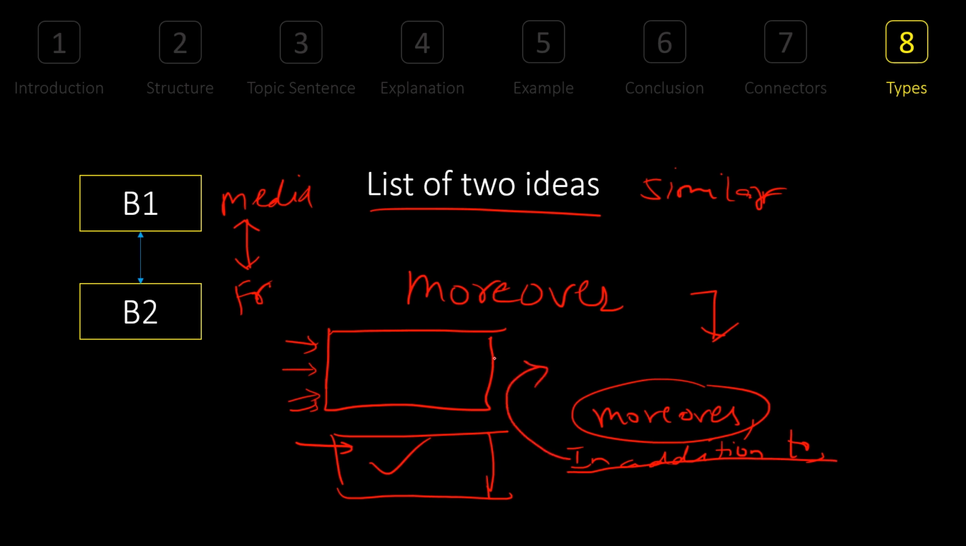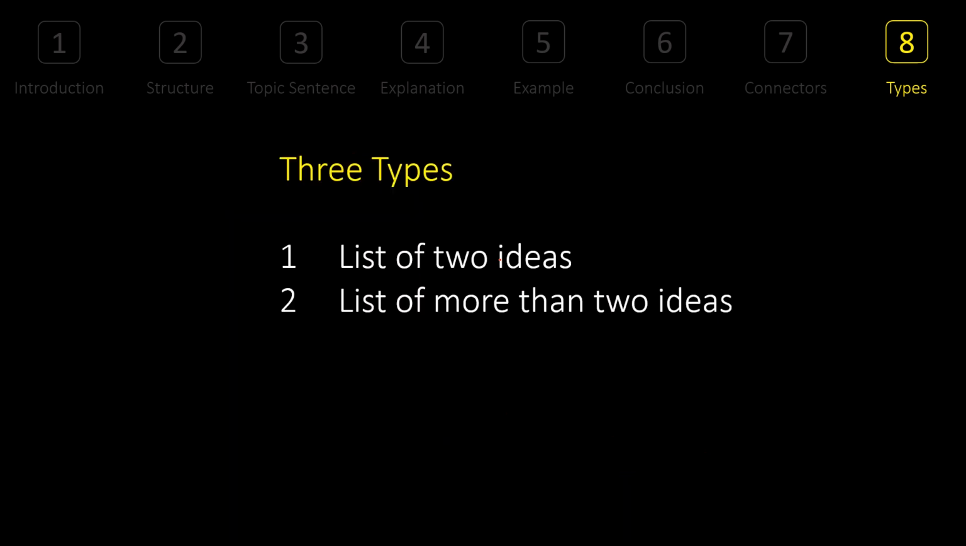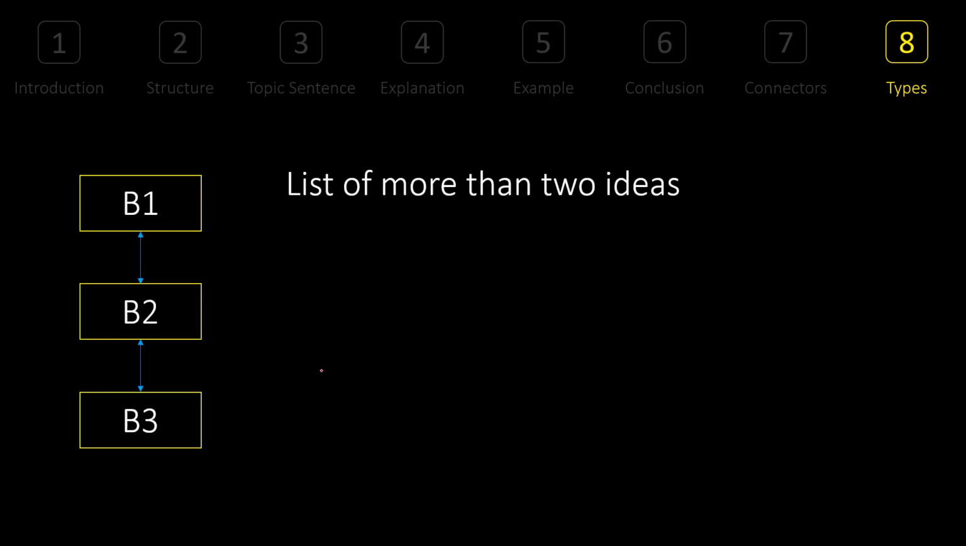This is how we connect body paragraphs when we have two ideas of the same type. Clear? Good. The second one is when we have a list of more than two ideas. In that case, we're going to start our first body paragraph with "firstly", because it's a list of more than two items.